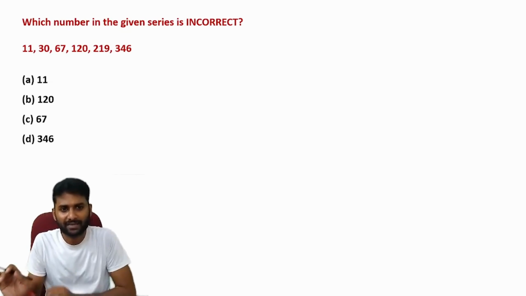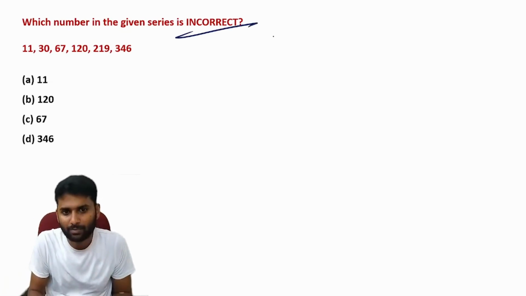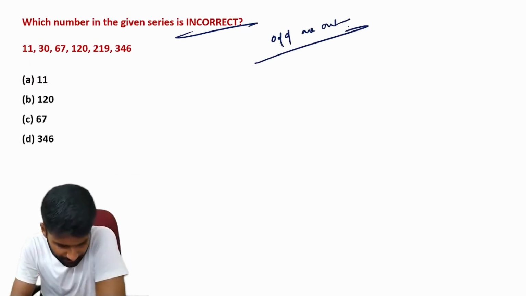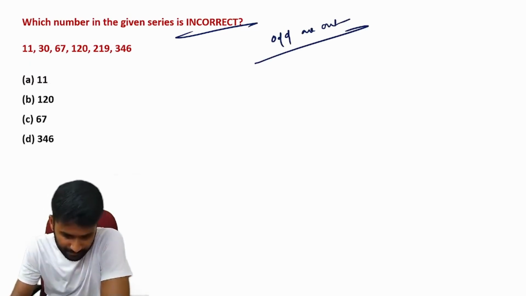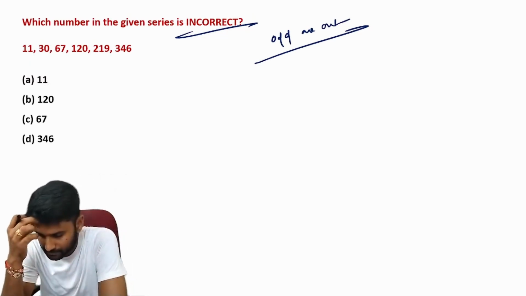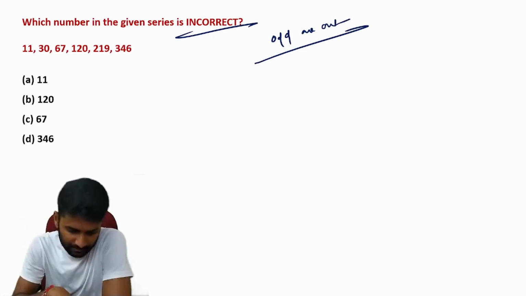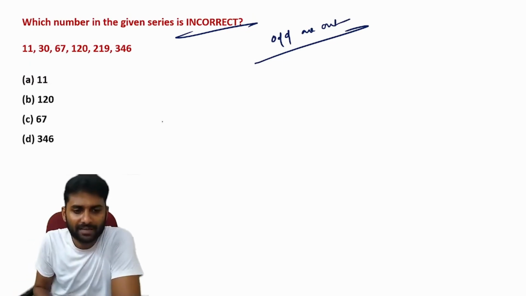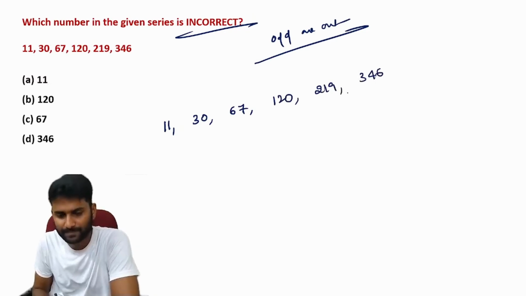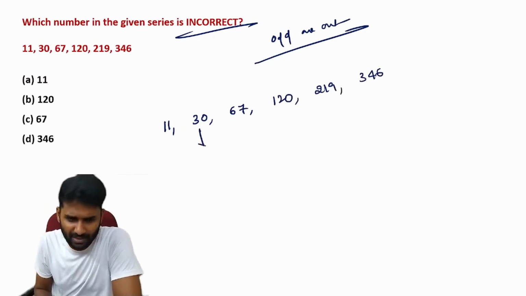So which number in the given series is incorrect? Incorrect means they are talking about the odd one out. So here the numbers are 11, 30, 67, 120, 290, 346. You can see these numbers.